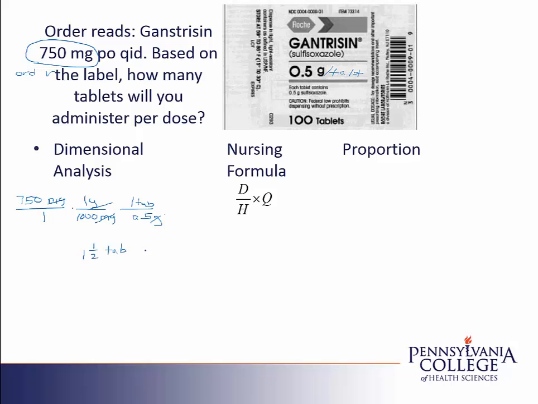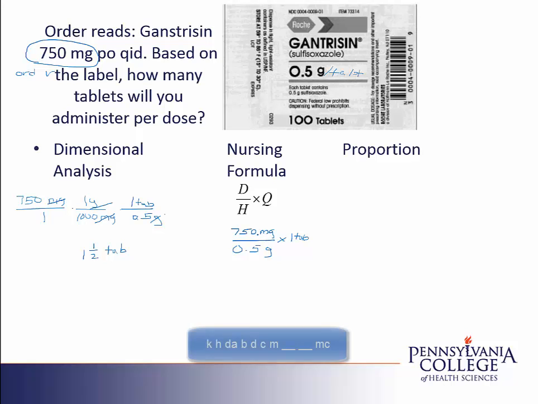Let's look at the nursing formula approach. Our desired amount is the 750 milligrams. We have 0.5 grams in 1 tablet, so the 1 tablet is the quantity. I have a problem because the labels from desired and have do not cancel. In order to cancel the labels, I'm going to need to move my decimal. Typically, the decimal is moved in the order. So the desired amount will move from 750 milligrams into grams.